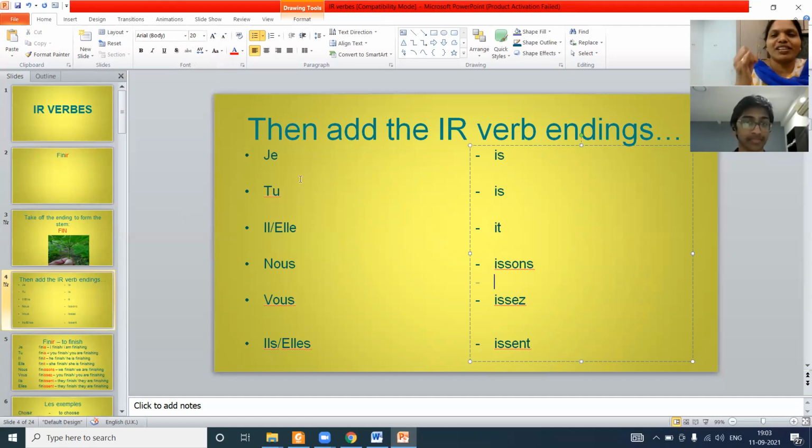Okay, and see, for je it is IR, we have to remove, Smaran. For je it is IS. Tu is also IS. For il, IT, we have to keep. And nous, ISSONS. What is the pronunciation for that? ISSONS. And vous, ISSEZ. And ils, ISSENT. Okay.